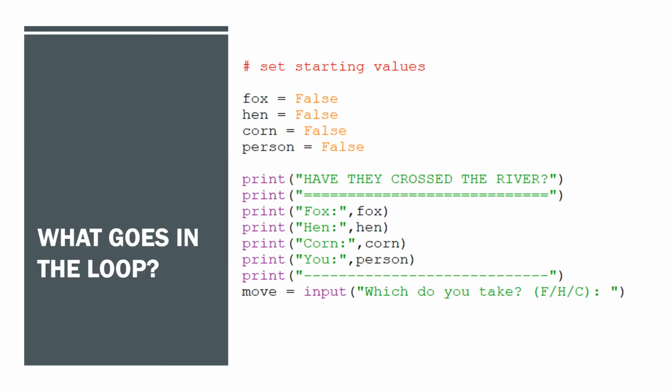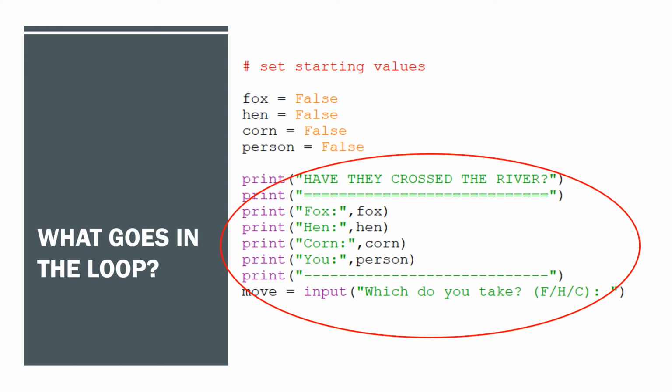Here's the code we've got so far. If you haven't done all of this, this is a good time to catch up. We've set the starting values and we've got the interface. Which part of this is going to go inside the loop? This part is not going to go inside the loop. These are the starting values for my program. If I put this inside the loop, my program would go wrong because I'd be putting the fox, the hen, the corn and the person back on the wrong side of the river every single time. So clearly those lines do not go inside the loop.